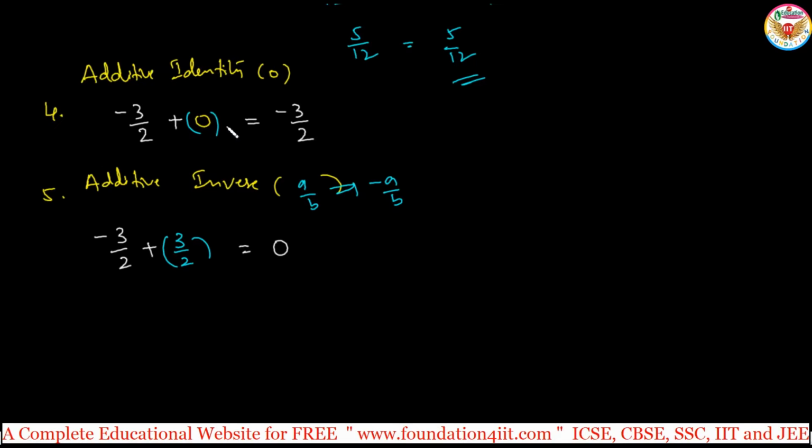So 0 is the additive identity, and when you come to the additive inverse, the negative of the rational number is its additive inverse. Minus 3 by 2 is a rational number. Negative of minus 3 by 2 is plus 3 by 2. And 2 by 3 is a rational number. Additive inverse is minus 2 by 3, because by adding these both, we are supposed to get the additive identity. Okay. So these are the properties.